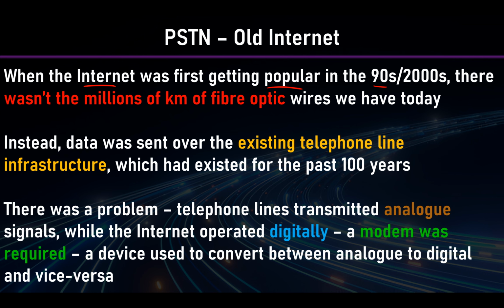However, there's going to be a problem with this. One, telephone lines transmit analog signals while the internet operates digitally. So to solve that, we're going to need something called a modem. A modem is a device that's used to convert between analog and digital, and vice versa. Another problem with the telephone lines is that they're kind of slow. A lot of them are old, maybe damaged, broken. Just not as good as the fiber optic that we have today.